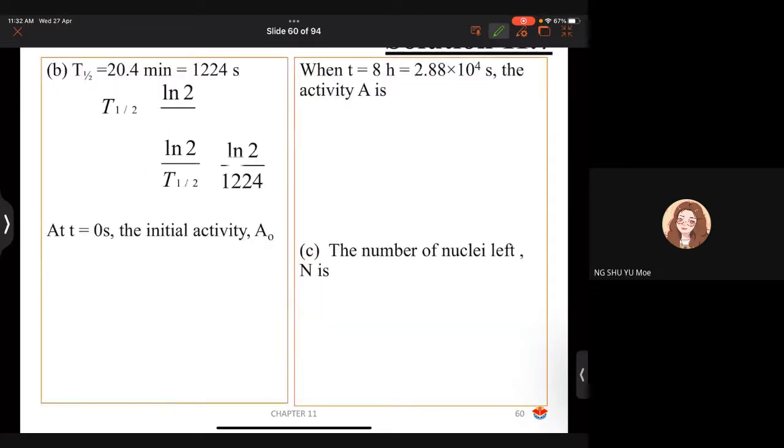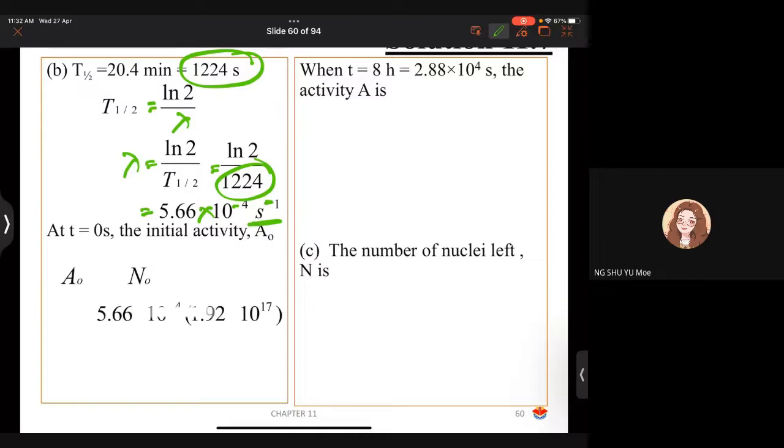Okay. Ini dia suruh cari T half. T half dia tukar kepada second lah. So T half equals to ln 2 over lambda. So we want to find lambda. So bahagi dengan T half. So T half dia tukar pada second. So dia akan dapatlah lambda adalah dalam 5.66 power of negative 4 per second.